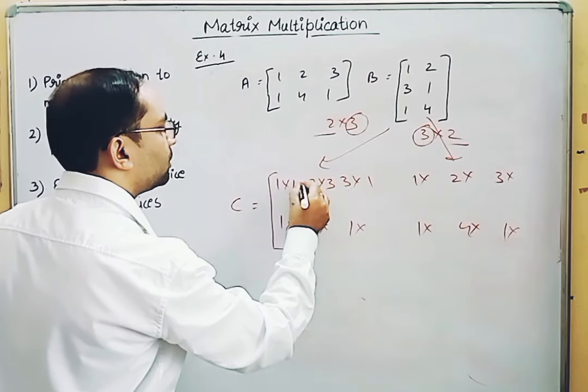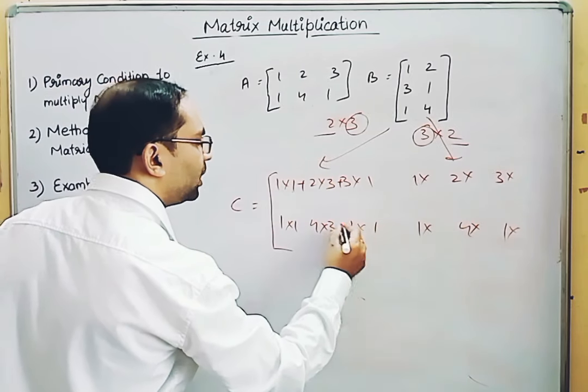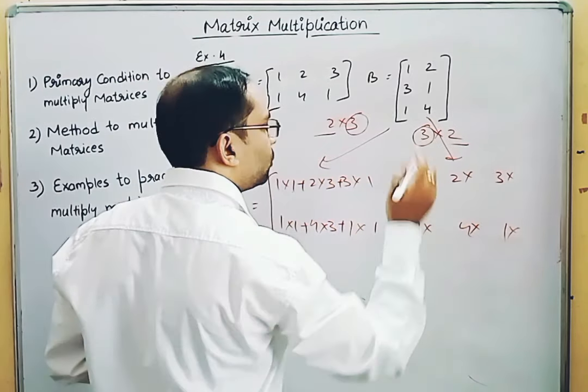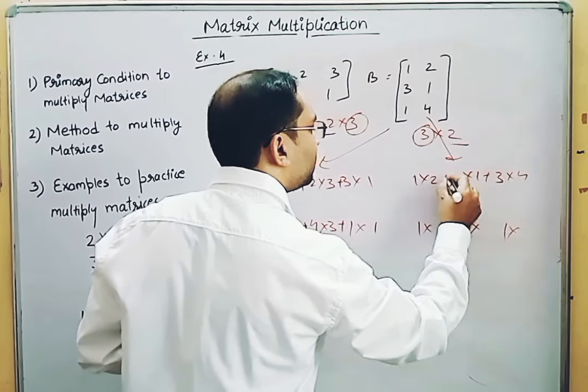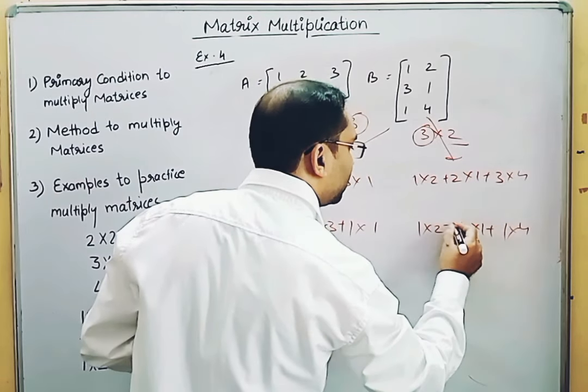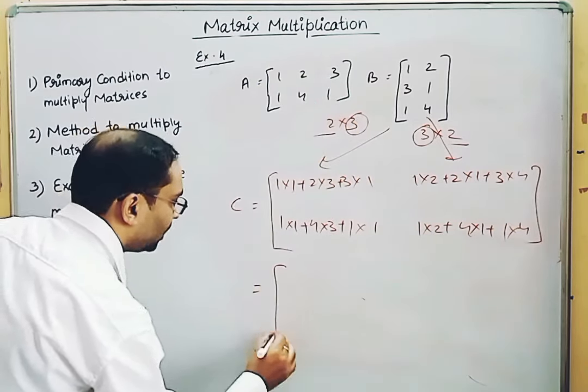So 1, 3, 1. We'll write a plus sign. Then again 1, 3, 1. We'll write plus sign again. Then this is 2, 1, 4. So we'll use 2, 1, 4 plus sign in between. 2, 1, 4 plus sign in between. And then we'll solve it. So let us solve it.